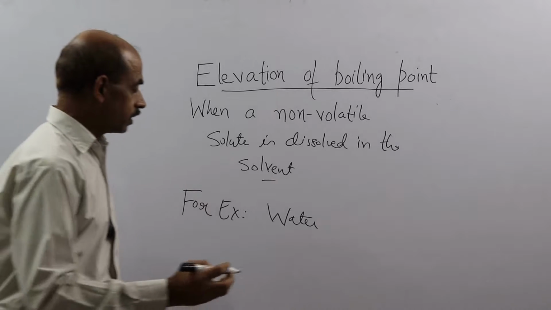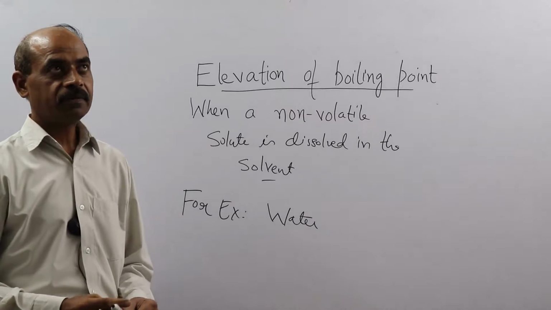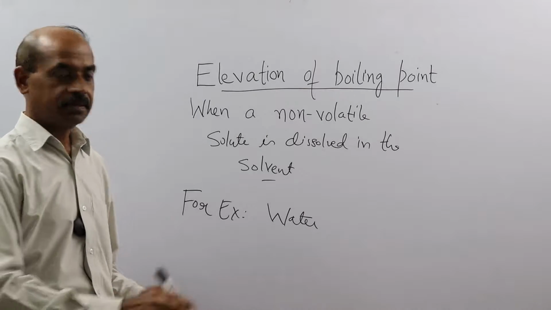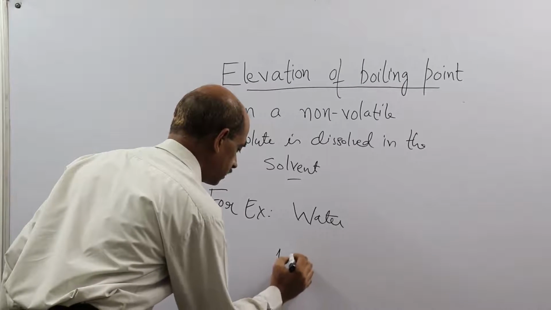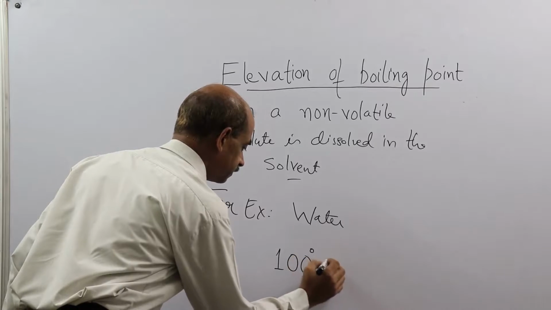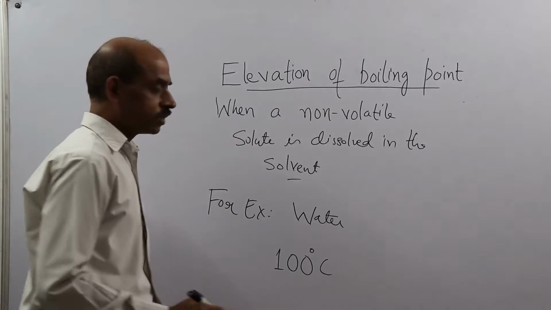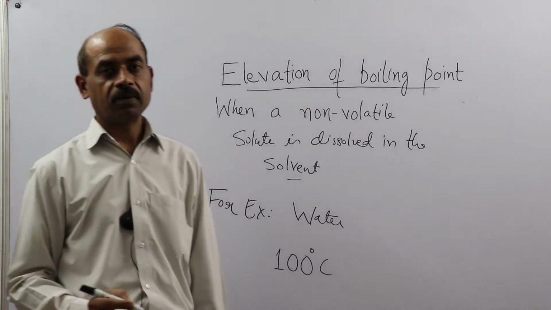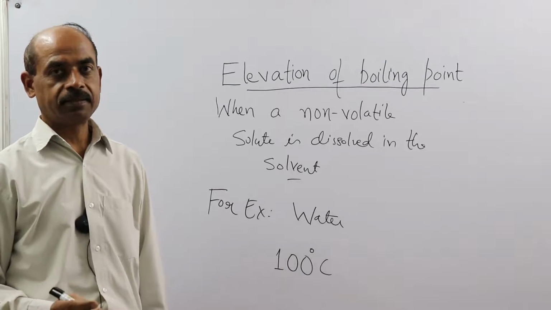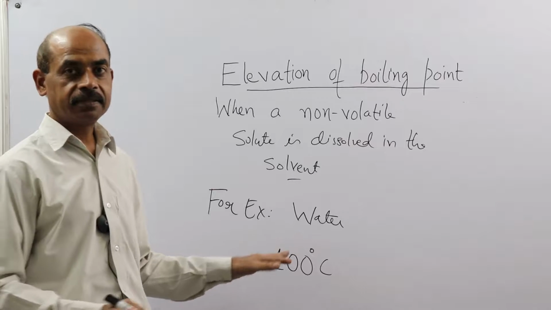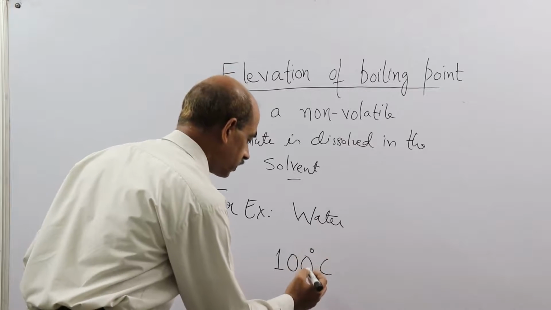Okay, normally water has the boiling point of 100 degrees Celsius. When we dissolve some salt or some sugar in water, then the boiling point of water will definitely rise above 100 degrees Celsius. It will be certainly more than this.